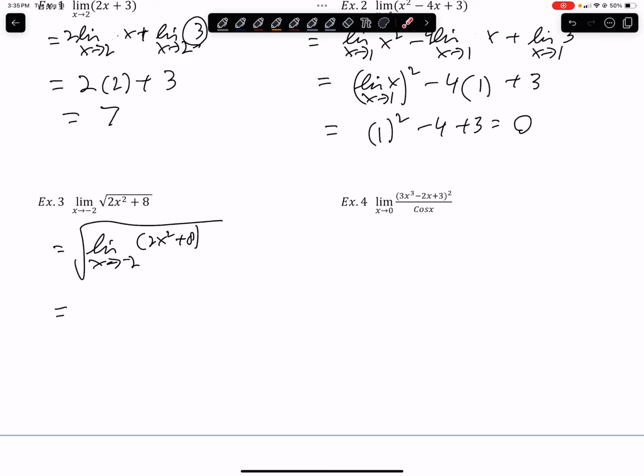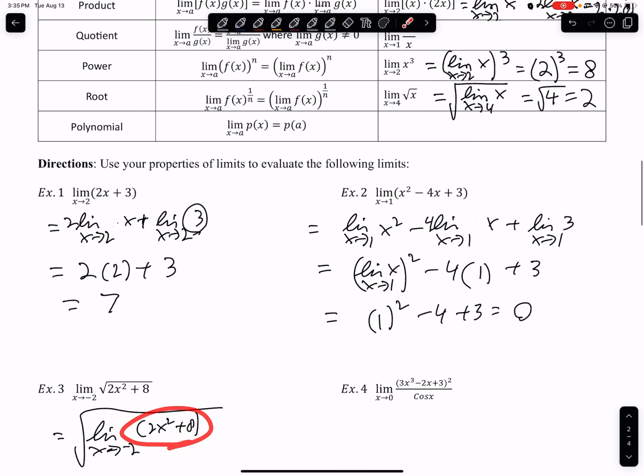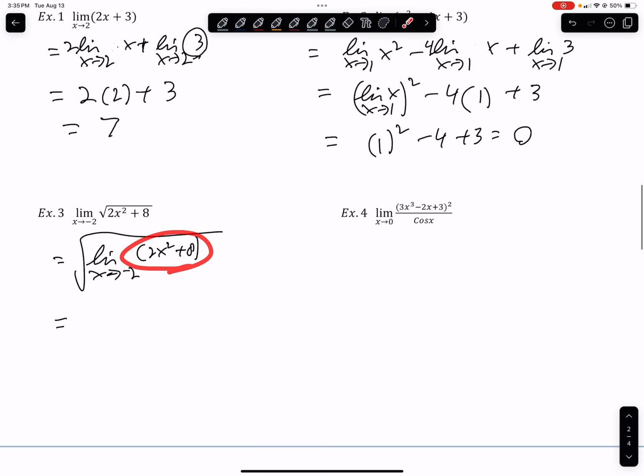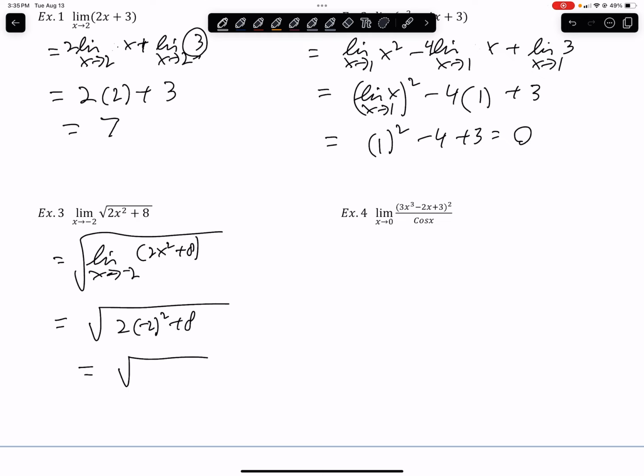Now, technically, this should be broken up into 2 separate limits, and then pull the constant out, and then use the power rule. But this is a polynomial, so in this case, I'm just going to use the polynomial rule, which says for the limit of a polynomial, all I do is plug in a for x. So I'm just going to replace all the x's with my -2. That's going to get me 8 plus 8, which is square root of 16, which is 4. I told you this was going to be long. Okay, next one.